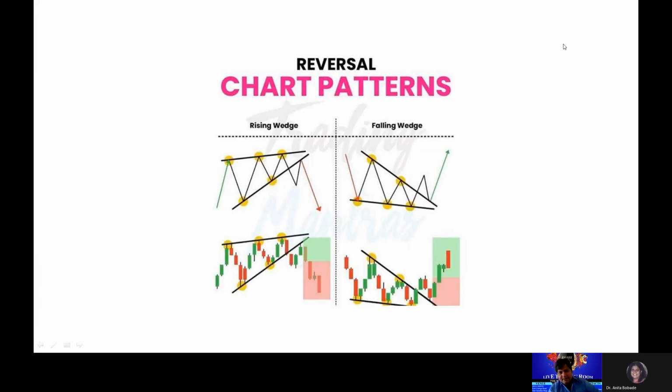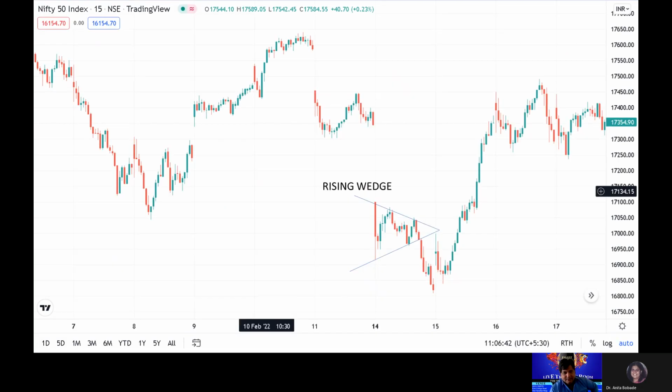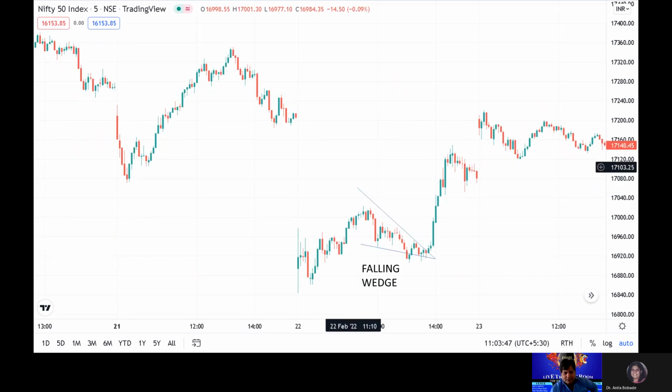Reversal, again, the rising wedge, falling wedge, ascending, descending triangles. It's the same thing. Look at this. Wedges formed and the market went down. This is a rising wedge, falling wedge, which is going down in pattern, and the breakout has taken place in this.